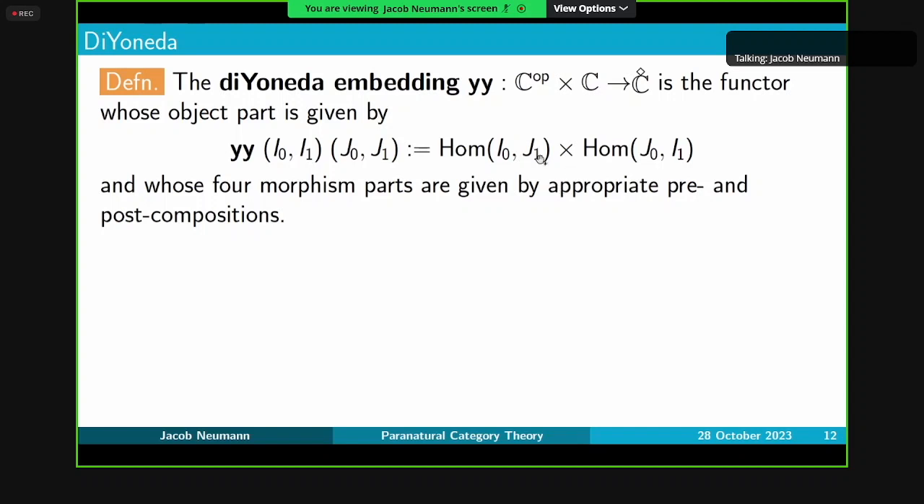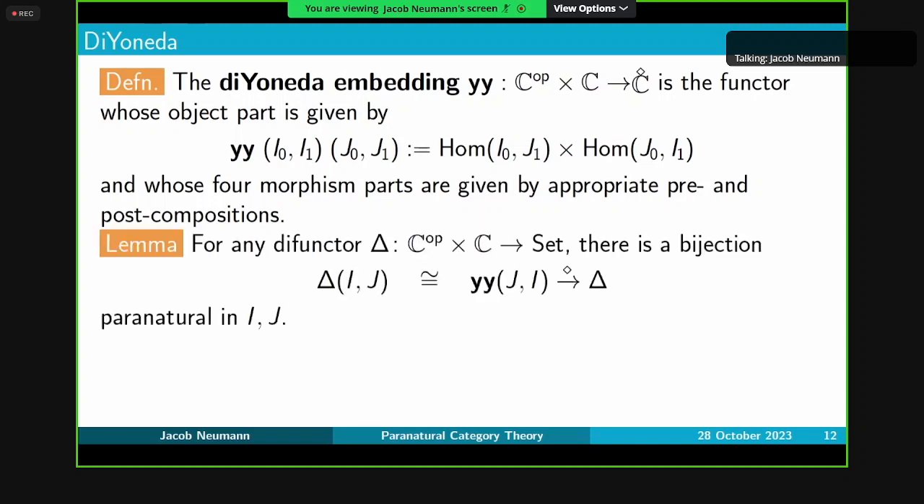We define it as this double Hom set, again analogously to how the Yoneda embedding is defined by just one Hom set. We're doing both variances here, so it's two Hom sets. And all the morphism parts, of course, are given by the appropriate pre and post compositions. And so then here's our diYoneda lemma, and I have not seen this lemma stated anywhere near this way in the literature. So if you've seen anything like this, I'd be interested to hear, because it's hard for me to believe that this hasn't been stated, because you just take the usual Yoneda lemma and the proof of it and carry it out, making the necessary changes. There's nothing too novel here besides the machinery of difunctors and paranatural transformations.